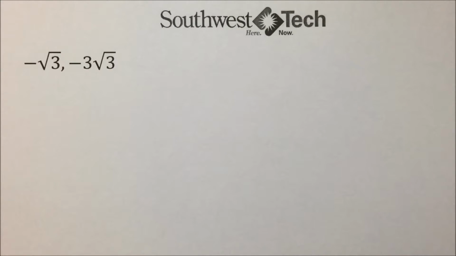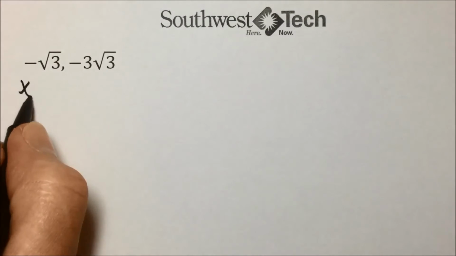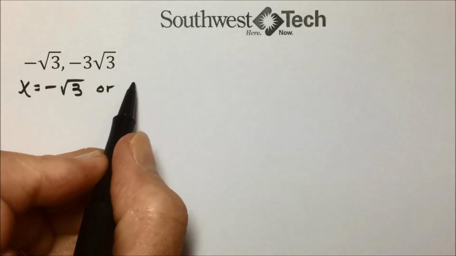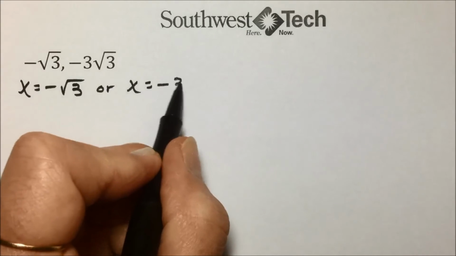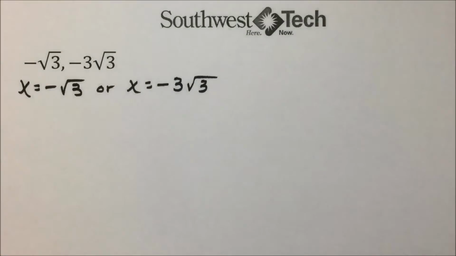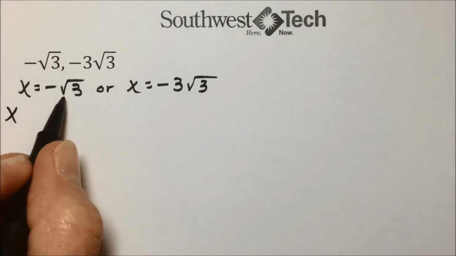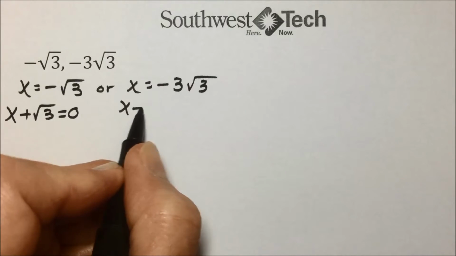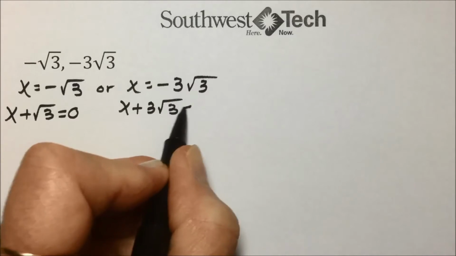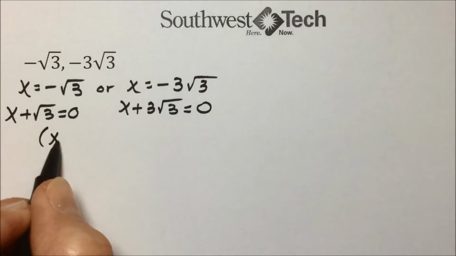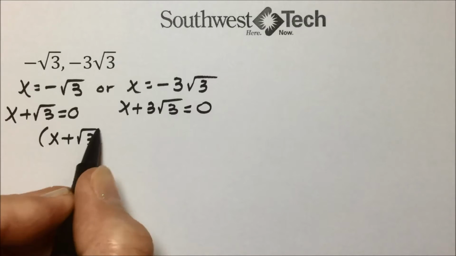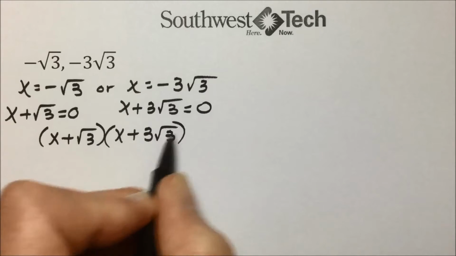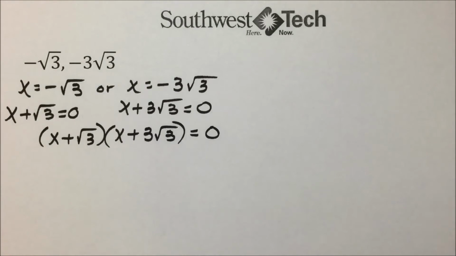Solutions that are irrational work the same way. We will set x equal to each of those, working our way backwards or in reverse order to generate the equation that they came from. Putting these in standard form, taking the term to the other side makes it positive. Likewise here. Then the reverse of our principle of zero product gives us the multiplication of these two binomials.